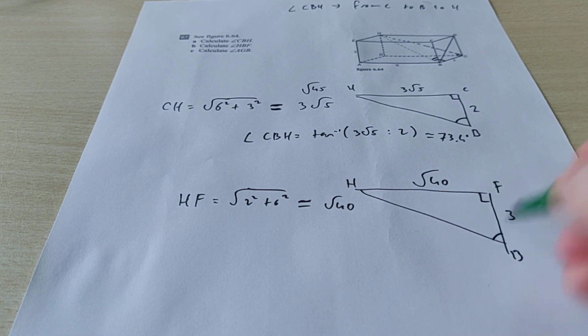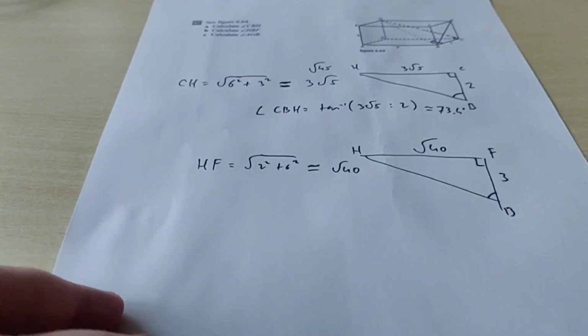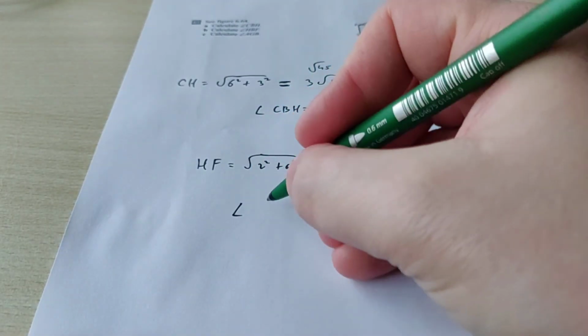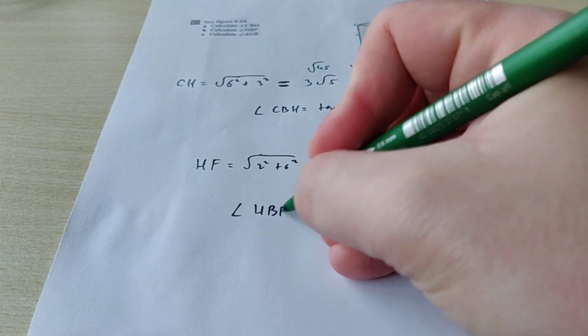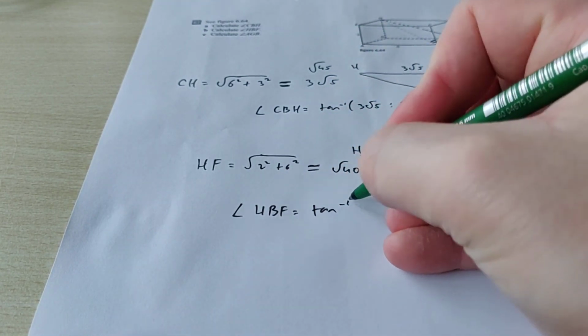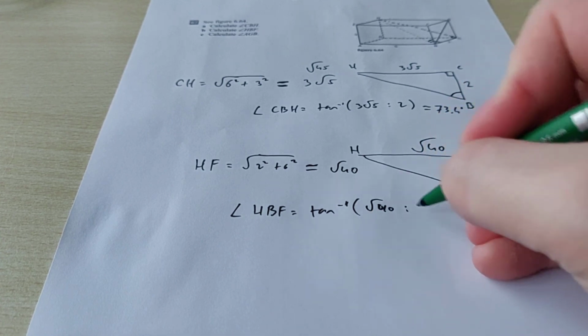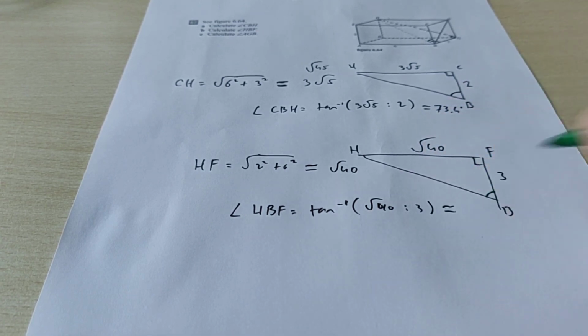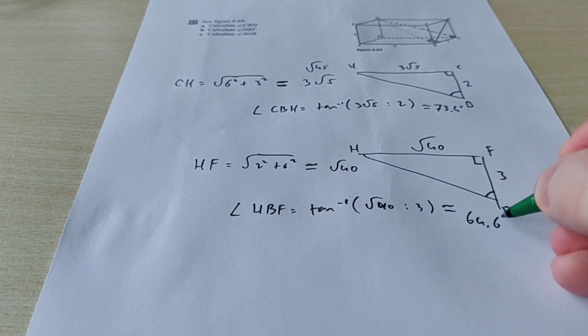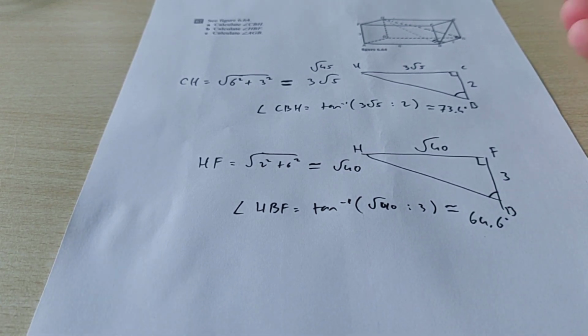And then if you want to calculate this angle, you have to use the tangent again. So we're going to say that the angle HBF is tan⁻¹ of the square root of 40 divided by 3. Now you can type that into your calculator and you will get 64.6 degrees. And that's how this exercise works.